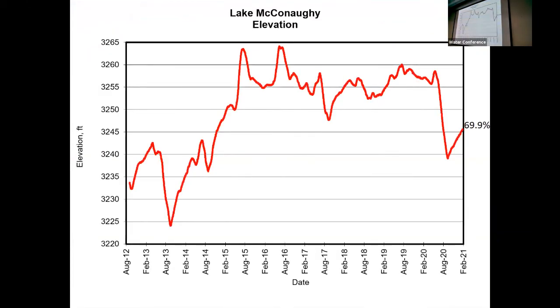This is a graph of Lake McConaughey elevations going back to summer of 2012. You can see here on the right, this large drawdown we had last summer, about 20 feet of drawdown. That's the largest drawdown on this entire graph. And then you can see where we've rebounded to today, currently about 69.9% of capacity. But if you look back, the last time we were this low in the lake was late 2014, maybe early 2015.